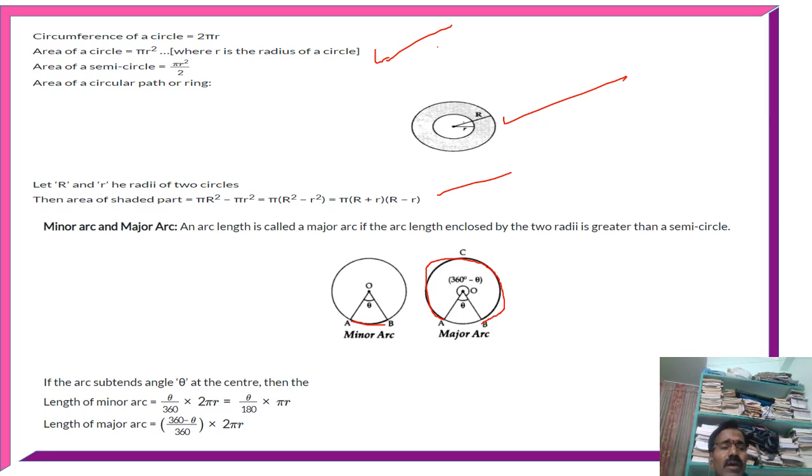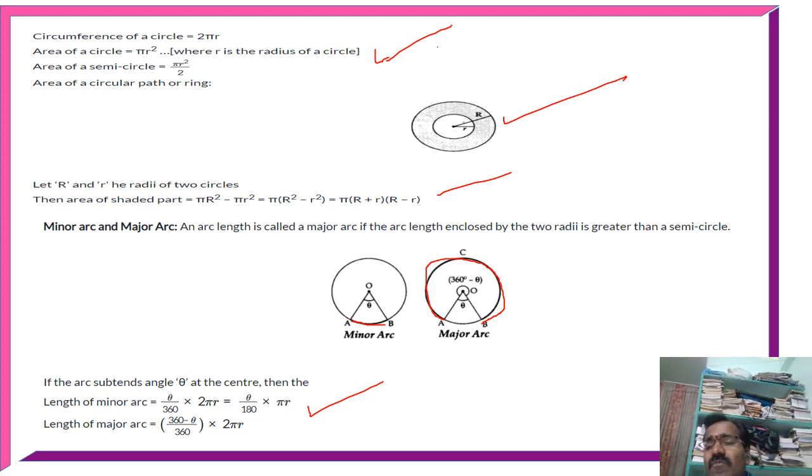Length of arc formula L is theta by 360 into 2 pi r, and 2 can cancel, we can use both forms. Length of major arc is 360 minus theta by 360 into 2 pi r. If theta is 60, 360 minus theta will be the reflex angle 300 degrees, like that we do.